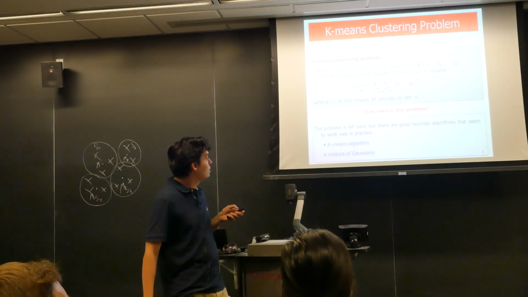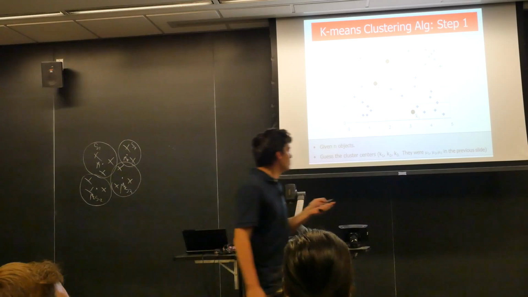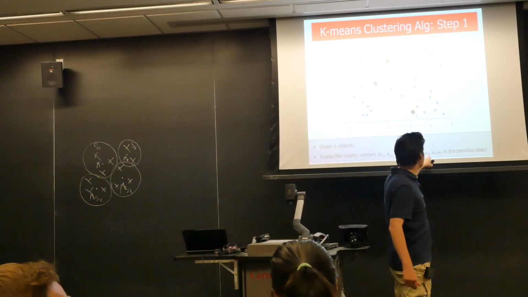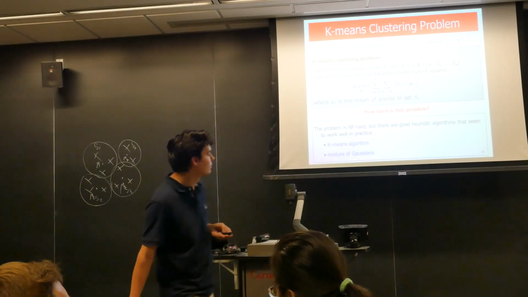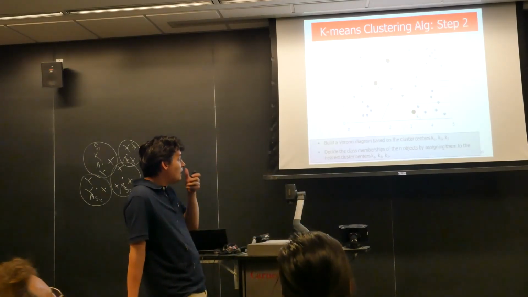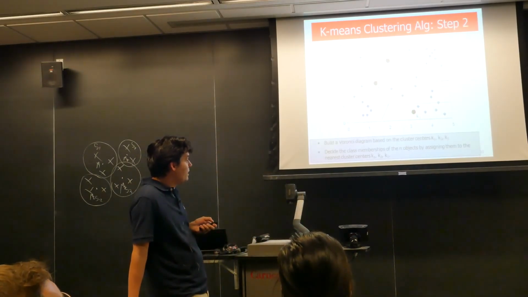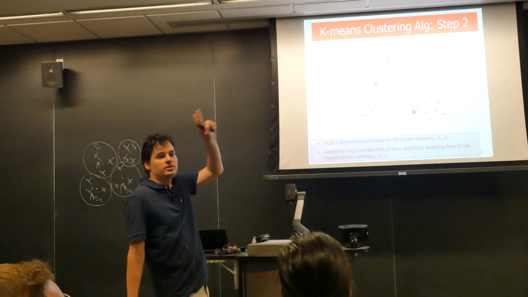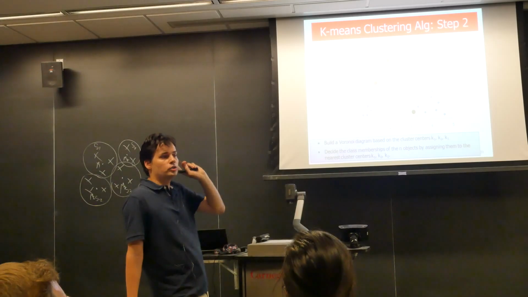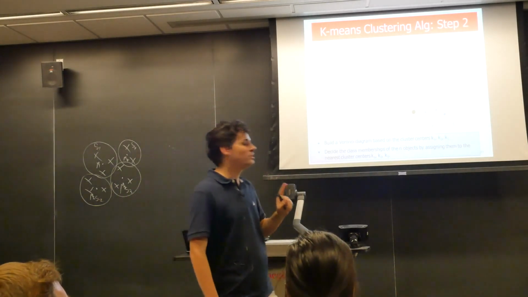I don't want to always confuse you with notations, but in the previous slides, these cluster centers were mu1, mu2, mu3, but now they are K1, K2, K3. And then what you do is you build a Voronoi diagram. If you don't know the Voronoi diagram, please raise your hand now.